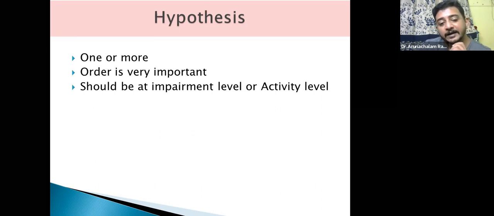Should be at impairment level or activity level. That is the very important thing. Impairment level means some anatomical structure should be involved, anatomical function should be involved. So more you go specific, you can go with the impairment level. Very rarely you can give activity level hypothesis.